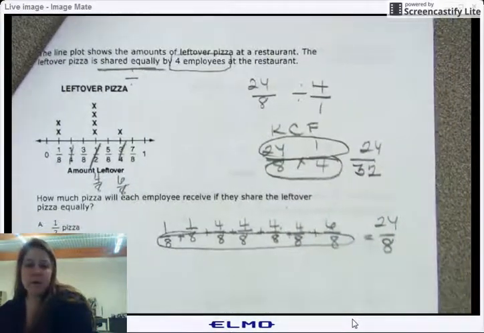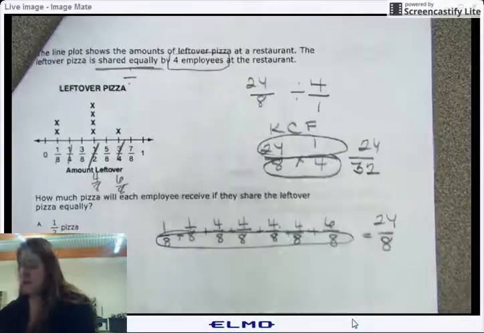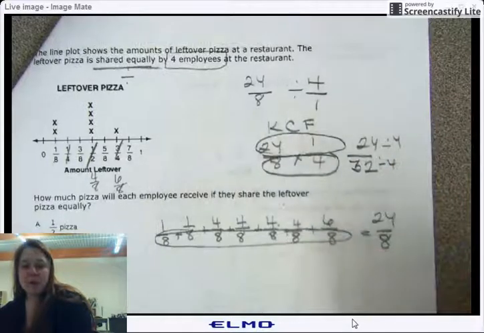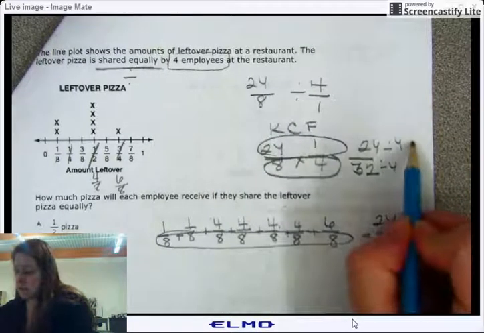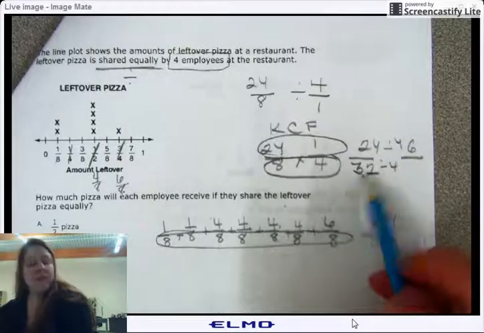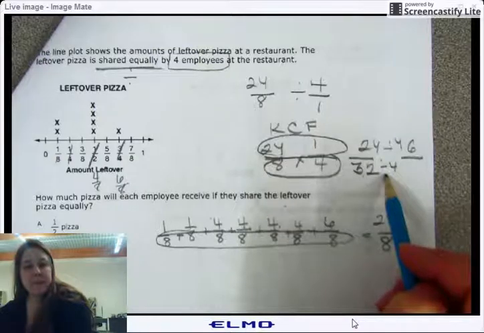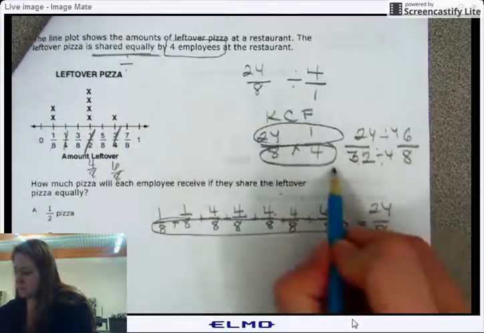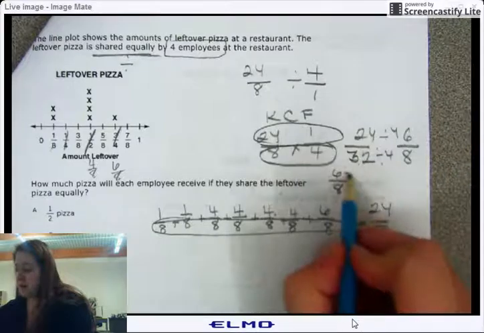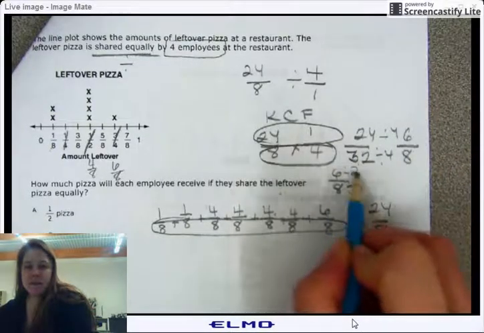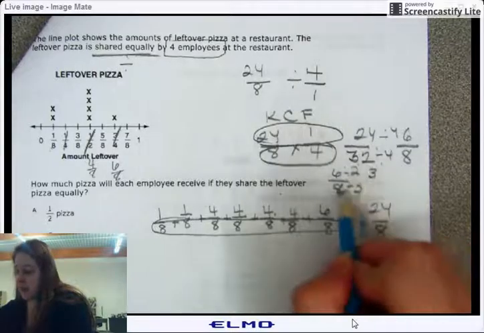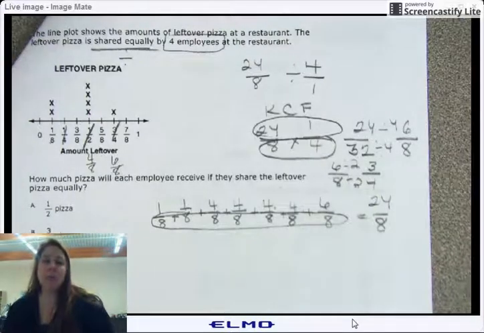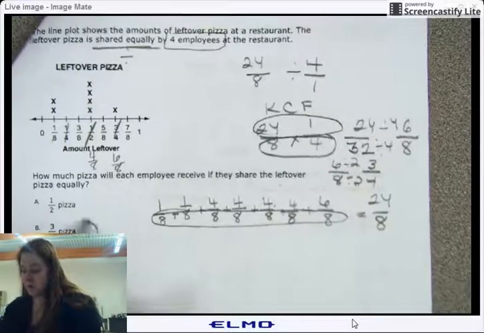They can both be reduced, so let's reduce by 4. 24 divided by 4 is 6, and 32 divided by 4 is 8. 6/8 can still be reduced, both are even, so divide by 2. 6 divided by 2 is 3, and 8 divided by 2 is 4. So your answer to this problem is B, 3/4.